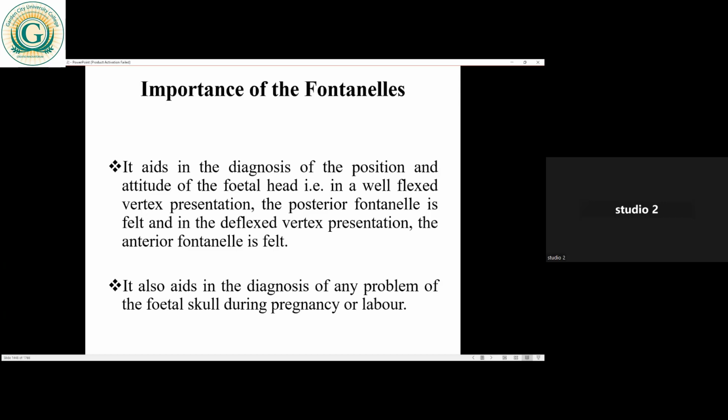If the baby's head is well flexed, you touch the posterior fontanelle. If the baby's head is extended, deflexed, what will present is the anterior fontanelle. So it helps us to know the position, but you can only know that when you do a vaginal examination. And if you are very experienced, you should be able to know. It also aids in the diagnosis of any problem of the fetal skull during pregnancy or labor.